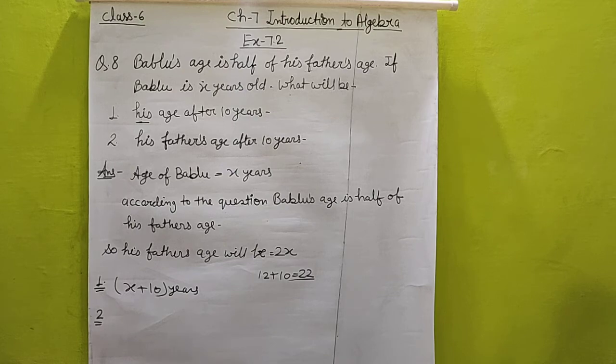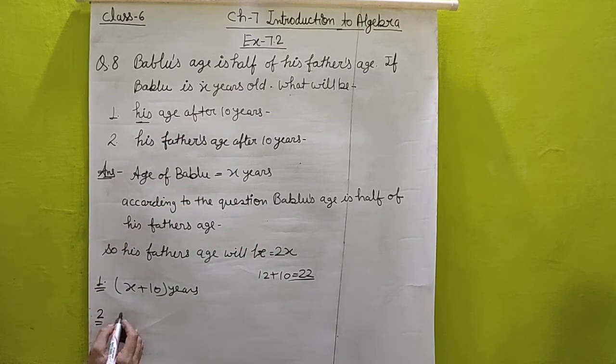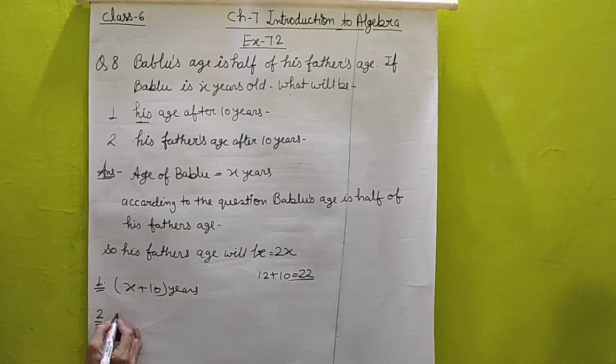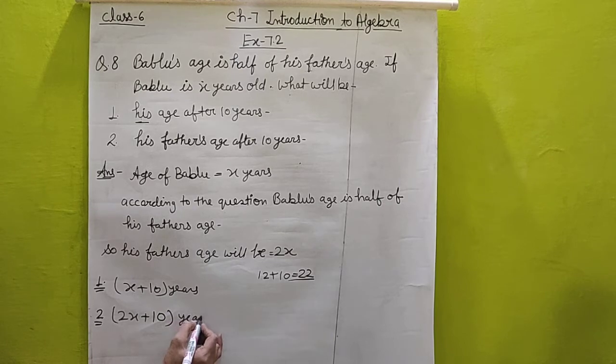Again, his father's age after 10 years. Again what will we do? Again we will add 10 to his father's age. So twice of x plus 10 years.